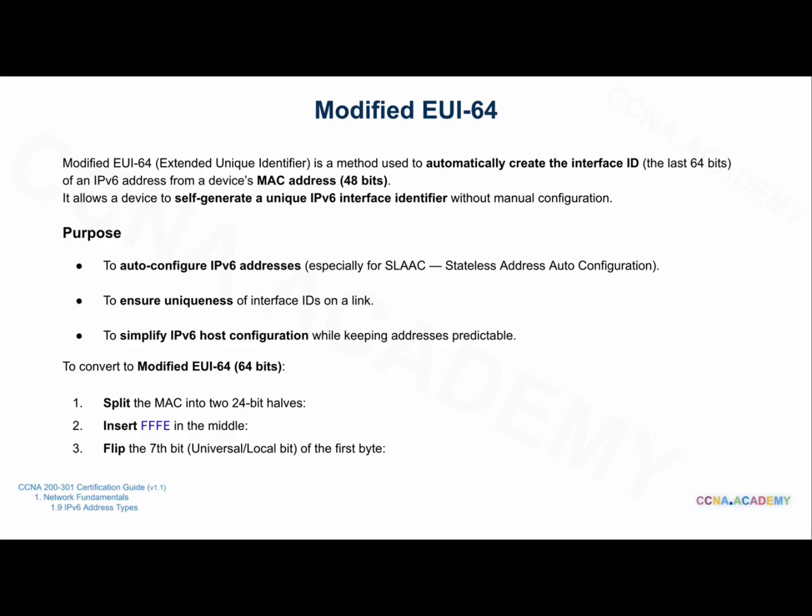Modified EUI-64 is a method that lets a device build its own interface ID automatically from its MAC address. It works by splitting the 48-bit MAC in half, inserting FFFE in the middle, and flipping the 7th bit of the first byte. This method ensures every interface ID is unique while keeping the address predictable. It's widely used for automatic configuration through SLAAC or manual prefixes with the EUI-64 keyword.